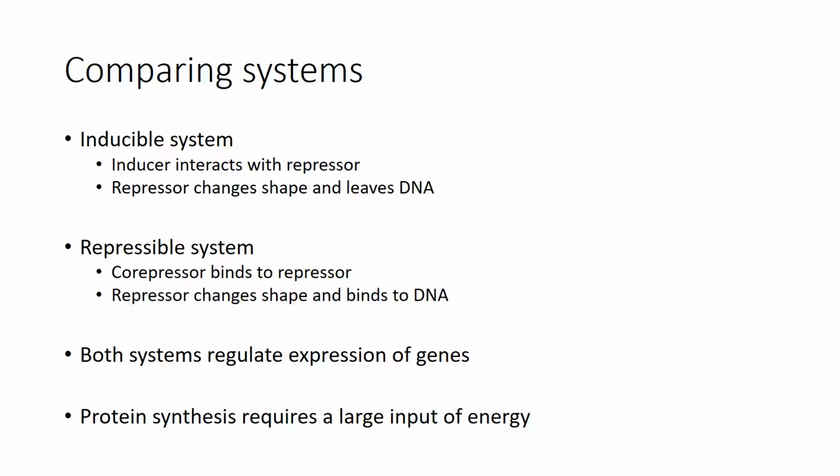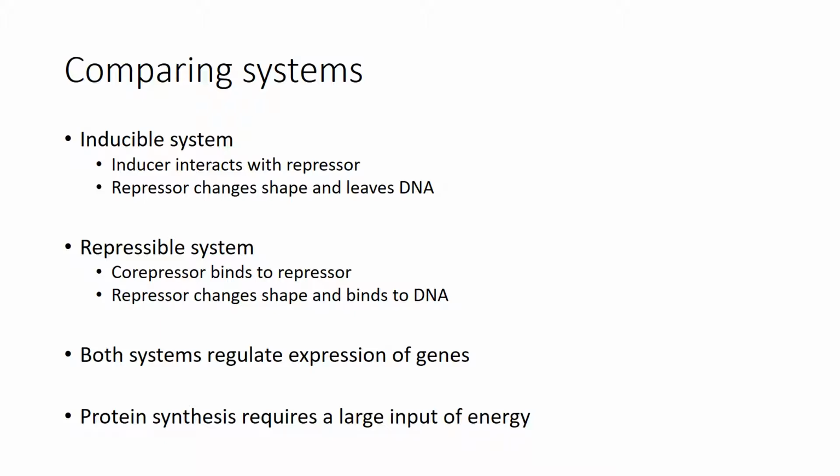When we look at the two systems, we can compare them. In inducible systems, you have an inducer that's going to interact with the repressor. In the repressible system, you have a co-repressor that's going to interact with the repressor. The inducer is going to turn the repressor off and move the repressor away from the DNA so that transcription can happen. A co-repressor is going to turn the repressor on and allow it to attach to the operon, which is going to block transcription. In both of them, the repressor is changing shape. In one of them, the repressor leaves the DNA, that's the inducible system. In the other, the repressor binds to the DNA, that's the repressible system.